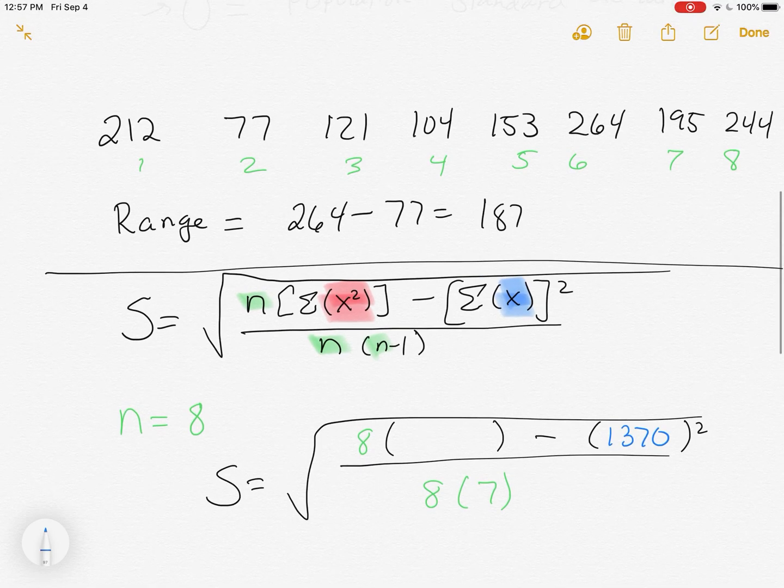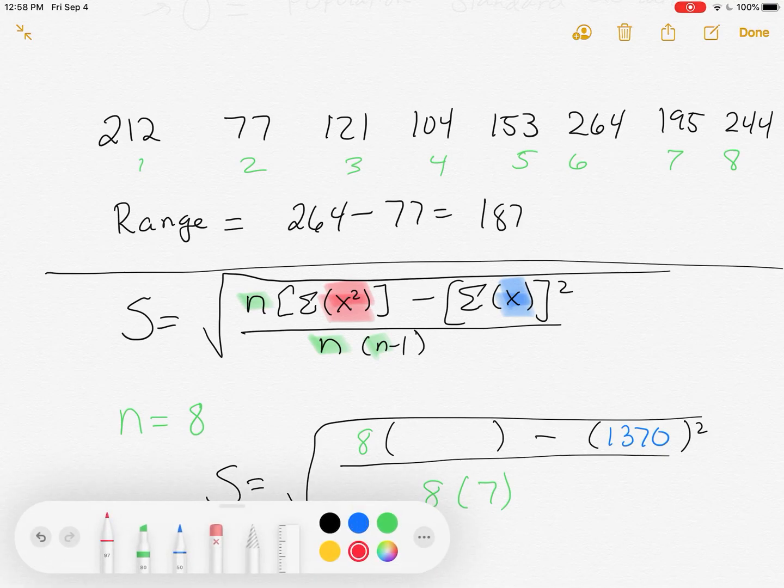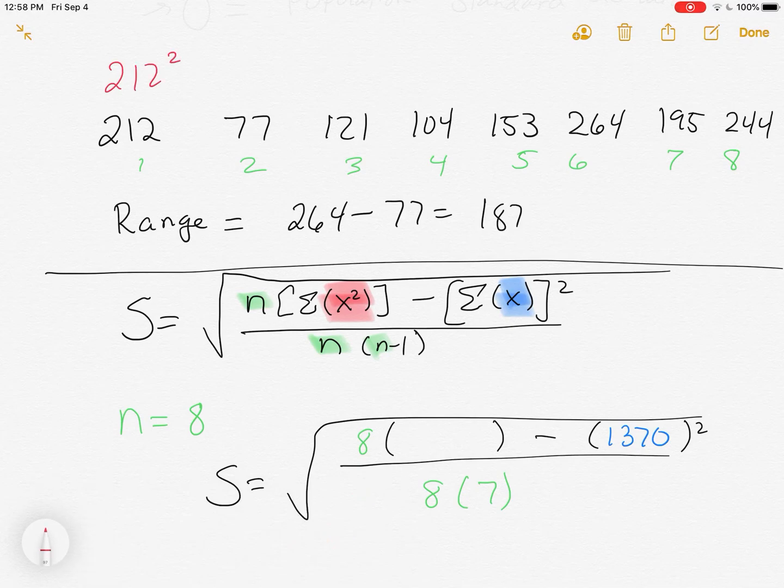Awesome. That easy, just adding up those x's, just doing exactly what the formula is telling us to do. Nothing hard. So how do we get the other one? Well, the other one wants us to take 212 and square it, and add to that 77 squared, and 121 squared, and 104 squared.